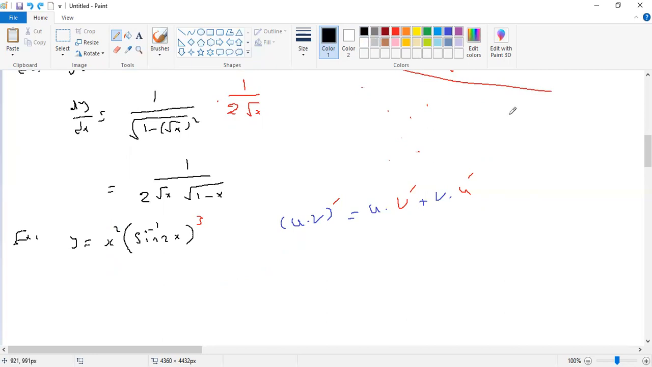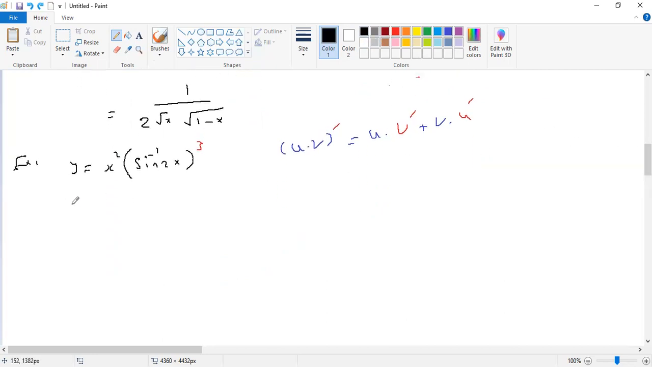See now, dy/dx, y prime, equals the first, x squared, times the derivative of the second. The derivative is 3 multiplied by sine inverse of 2x to the power 2. This is power 2.